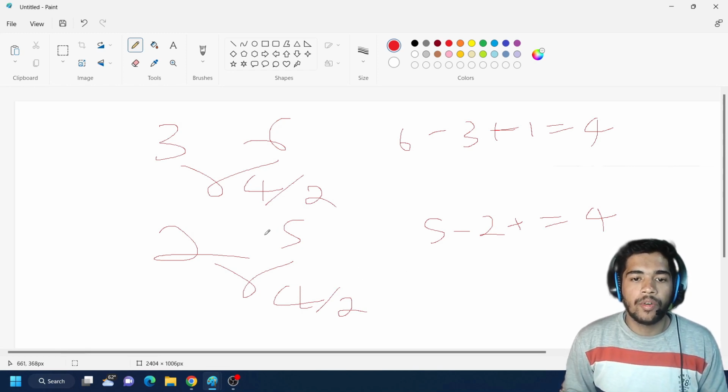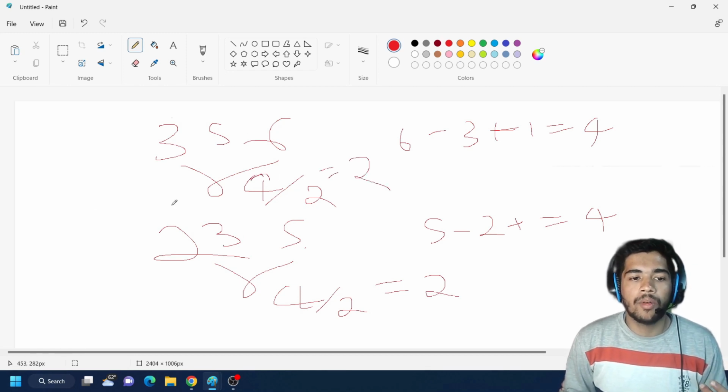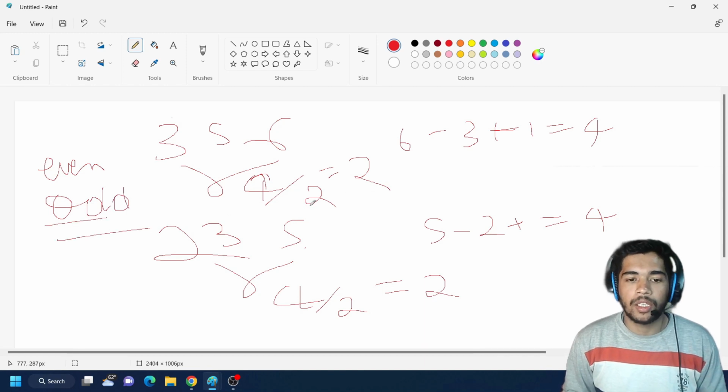Yes or no? So between 2 and 5, how many odd numbers are there? 3 and 5, only 2. So the answer is 2. Between 3 and 6, how many odd numbers are there? 3 and 5 only. So the answer is 2. So if the length is even, half of them will be even and half of them will be odd. So in the even length case, we do not have to do anything.